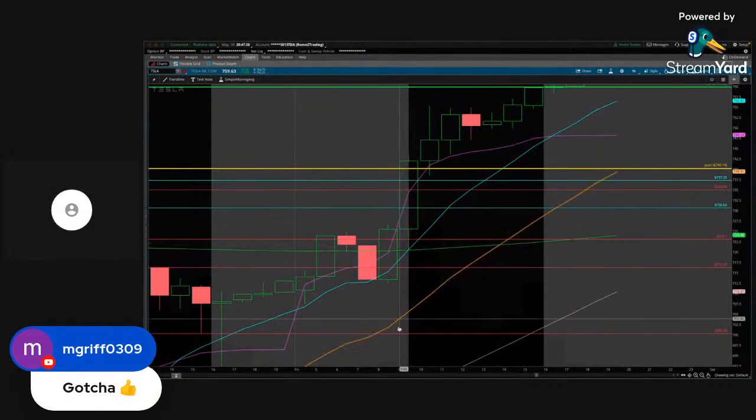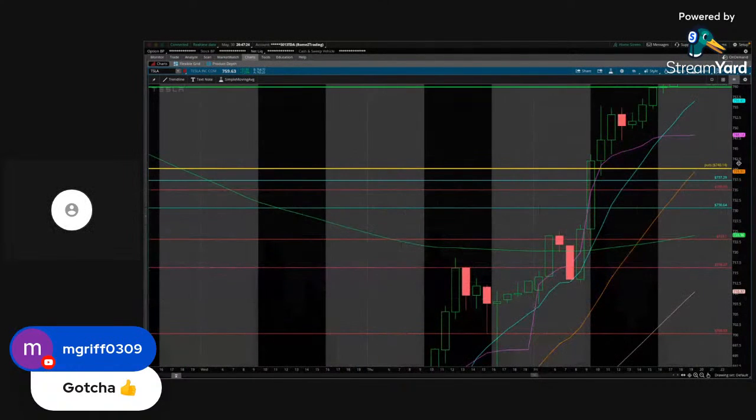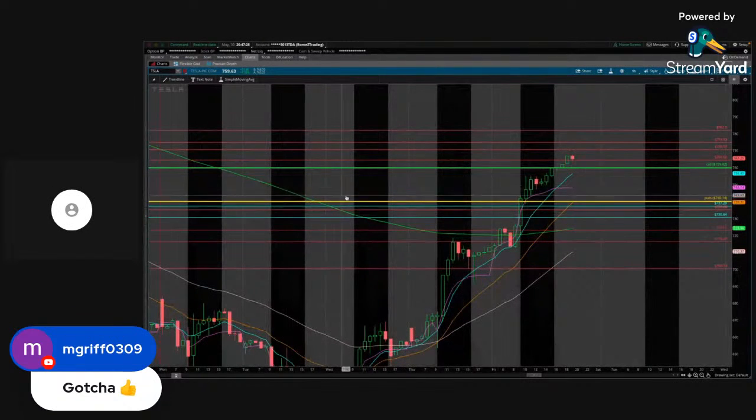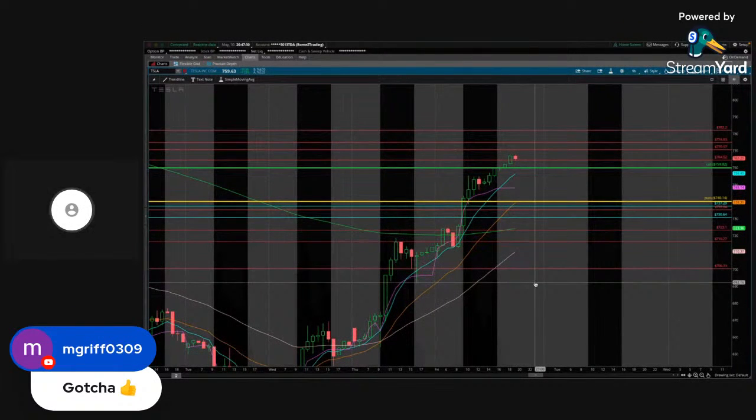Otherwise, we can potentially go back down. And with Tesla, I gave out that alert a couple days ago, where I said keep an eye on the 1 hour time frame for the 200. So that's basically how I look at certain levels for Tesla, certain levels for SPY.